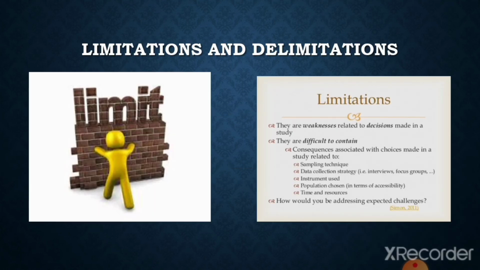Limitations and delimitations. Limitations. They are weaknesses related to decisions made in a study. They are difficult to contain. Consequences associated with choices made in a study related to sampling techniques, data collection strategy, for example, interviews, focus groups, instrument used, population chosen in terms of accessibility, time and resources. How would you be addressing expected challenges?